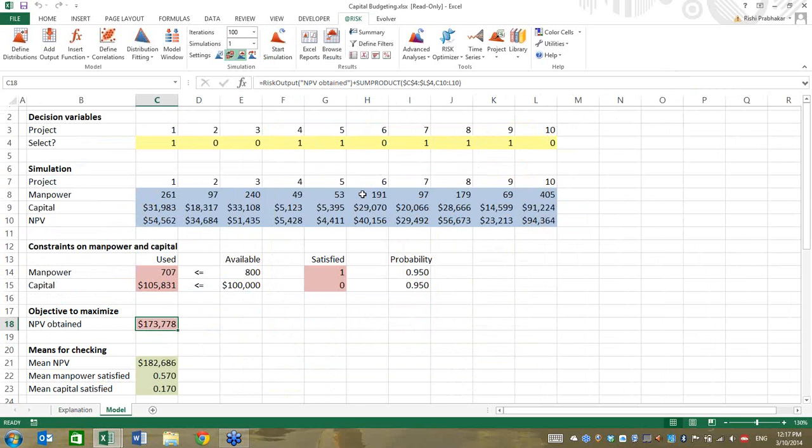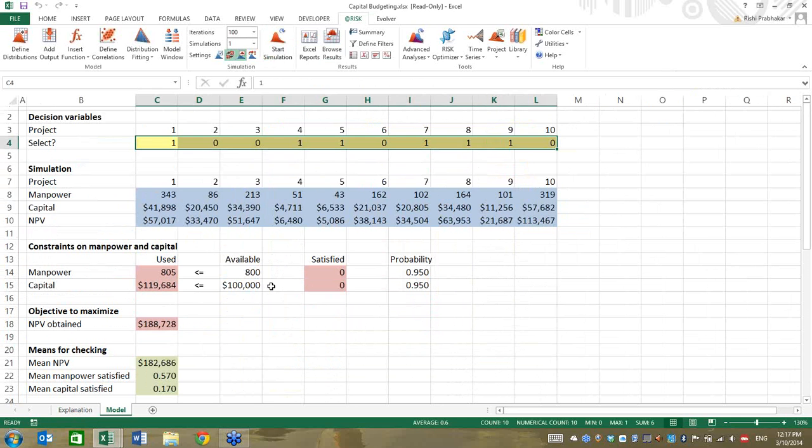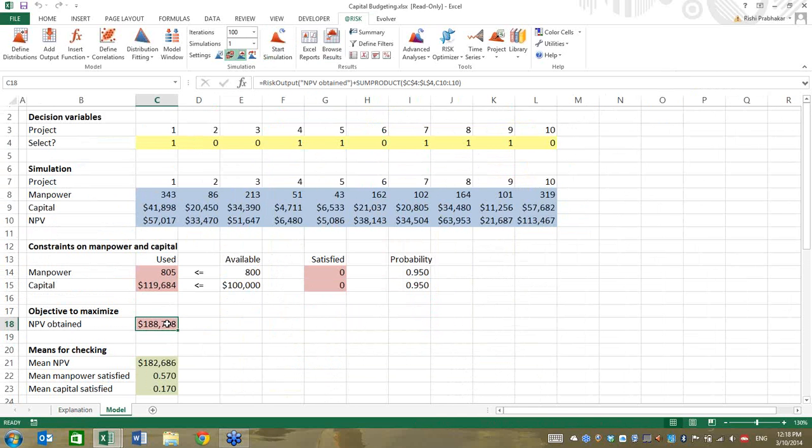We need to make a decision that either never violates our constraints or violates them with an acceptably low probability. Then we also need a decision that looks optimal to us in terms of what it does to the output distribution. Now, as I mentioned, when we have hundreds of thousands, millions of different possible decisions, we are not going to produce a distribution graph for all of those and compare them.